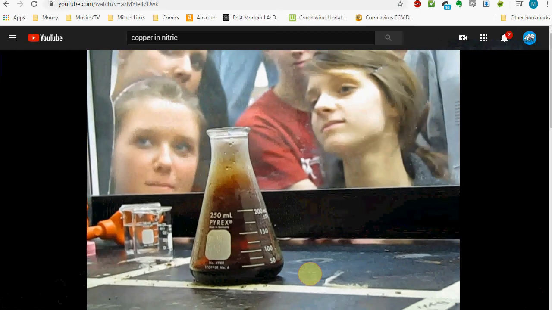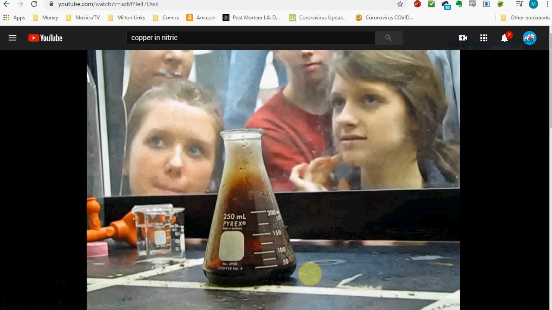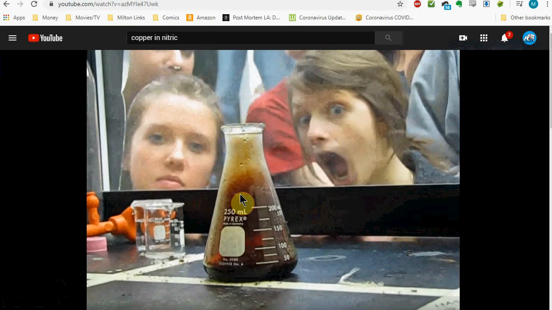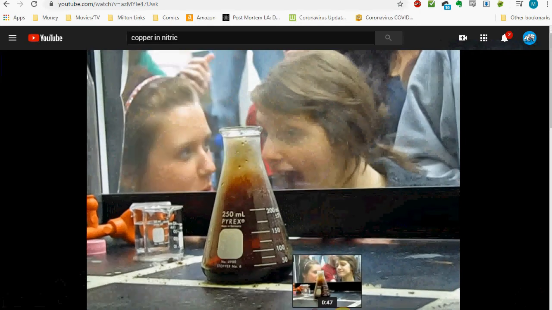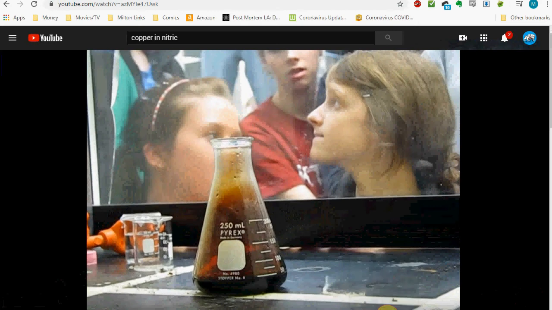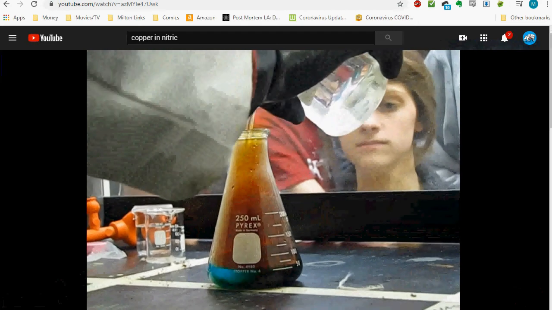Although it's kind of copper ions, so I guess it's being dissolved in some form. But what you should notice is you got this brown gas. It's extremely poisonous. That's why we're doing this in the fume hood. And I'm going to speed this up a little bit here. And now he's going to pour some water in here.